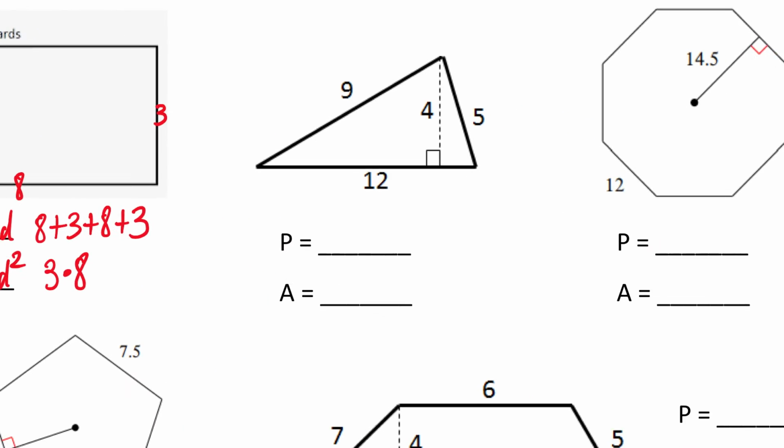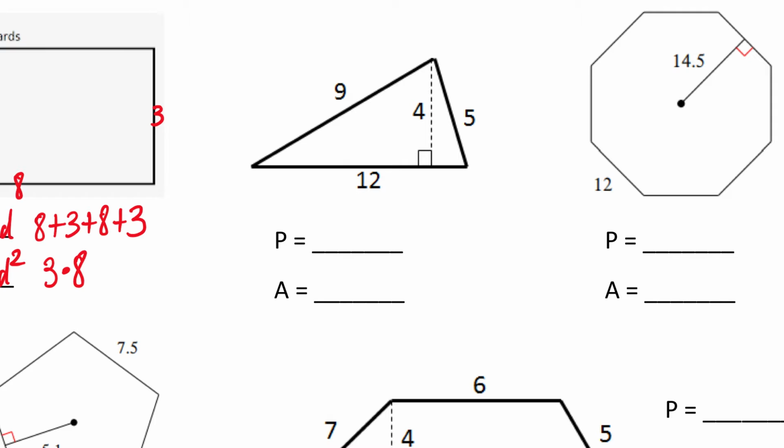All right, what's the perimeter of this triangle? 16? No, 26. Okay, good. So it's 9 plus 12 plus 5, which is 26. Just adding the outside edges.